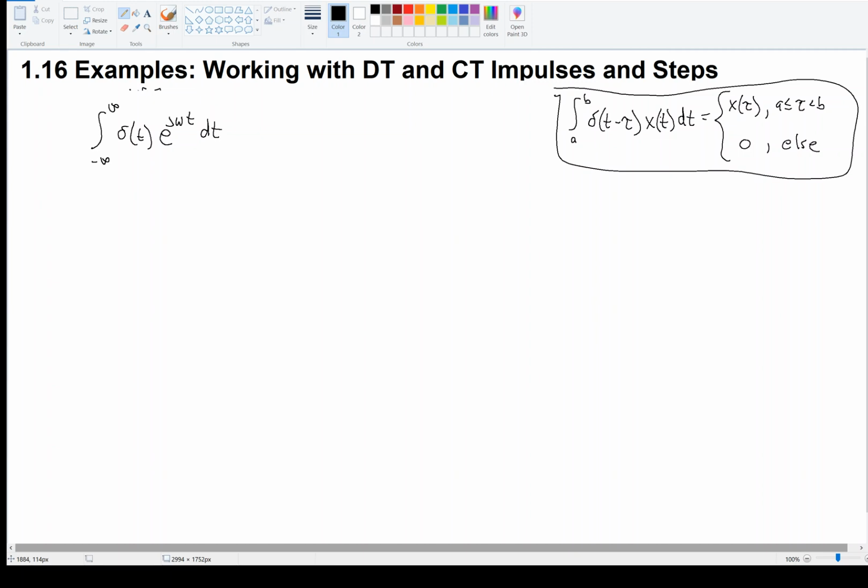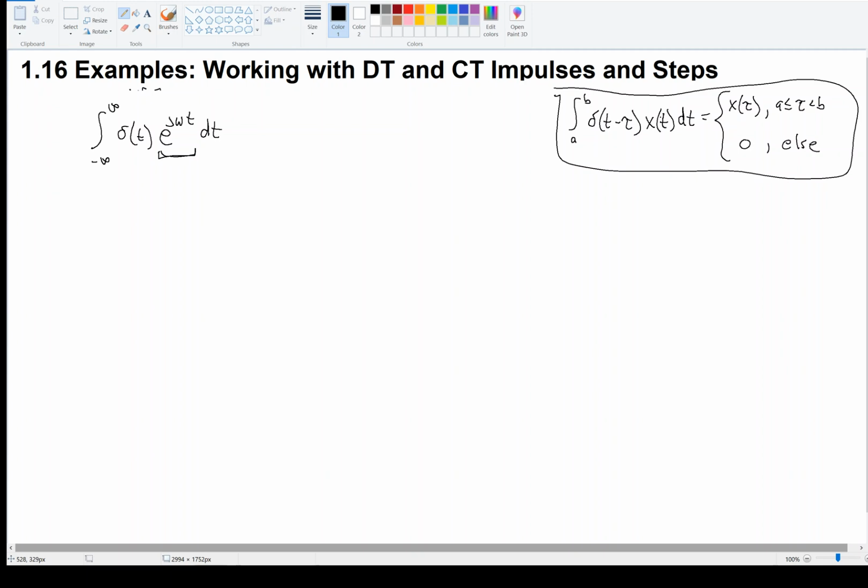So we compare that now to our integral that we have here, and we see that tau is 0. Okay, tau is 0, and we ask ourselves, does 0 fall between a and b? A is minus infinity, b is infinity. So yes, of course 0 falls between minus infinity and plus infinity. So this top portion applies, and so we get x of 0. But what is x? X is this function here.